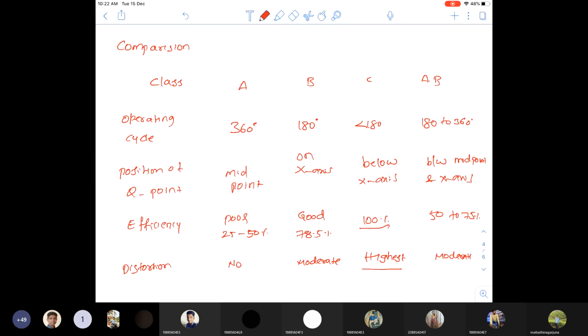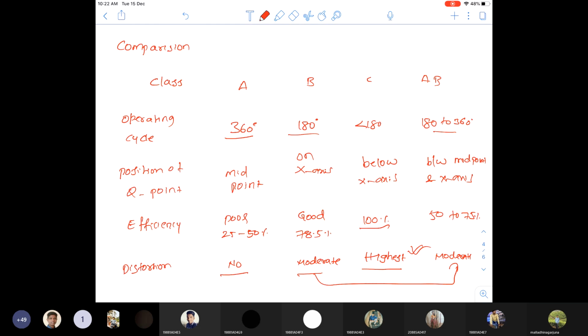So that is the reason class A, with 360 out of 360, has no distortion. Class B gets 180 out of 360, and class AB gets 180 to 360, so these two are moderate. But class C gets less than 180, so it has the highest distortion compared to all the rest. So this is the comparison of power amplifiers. Clear?